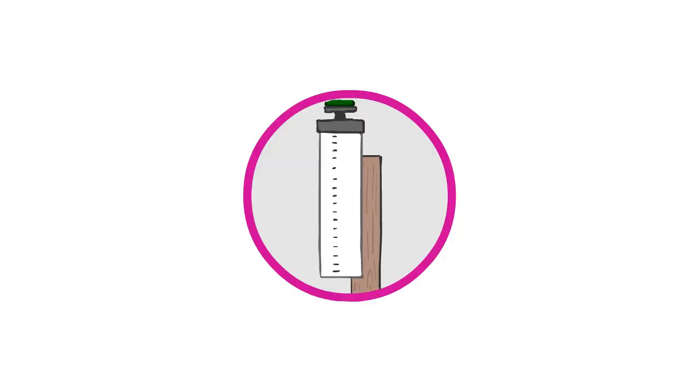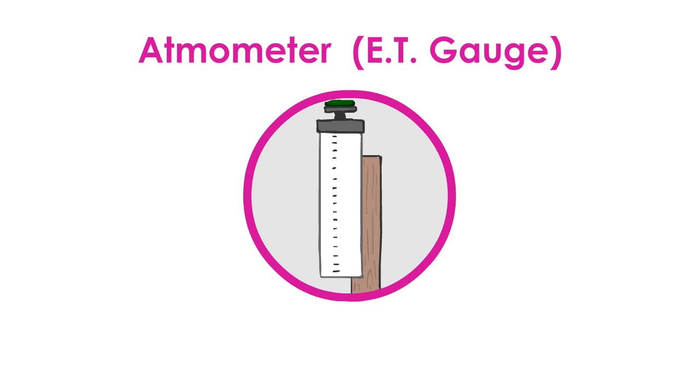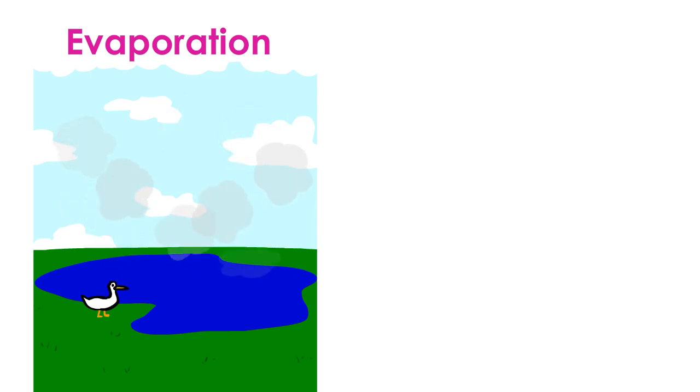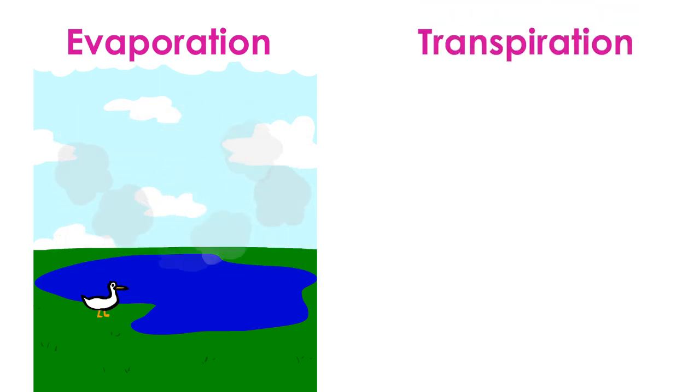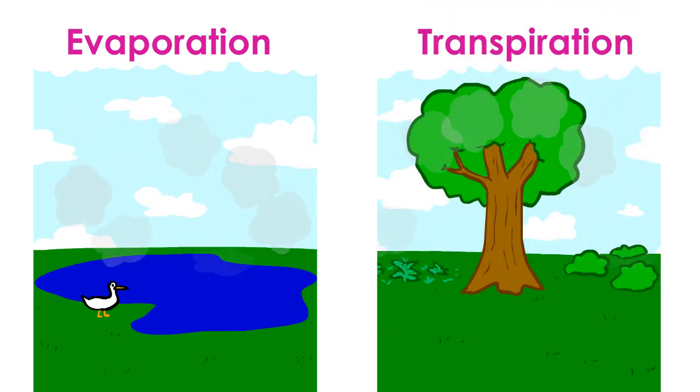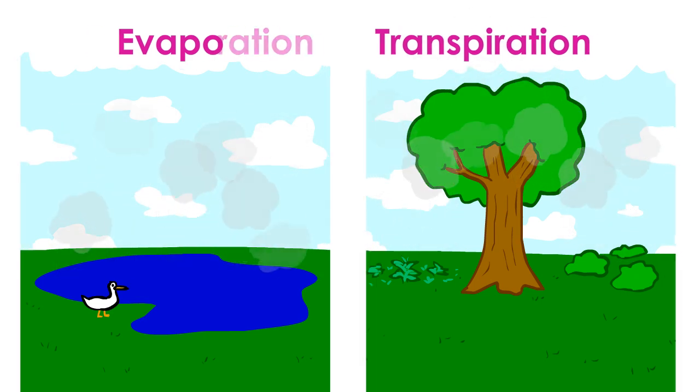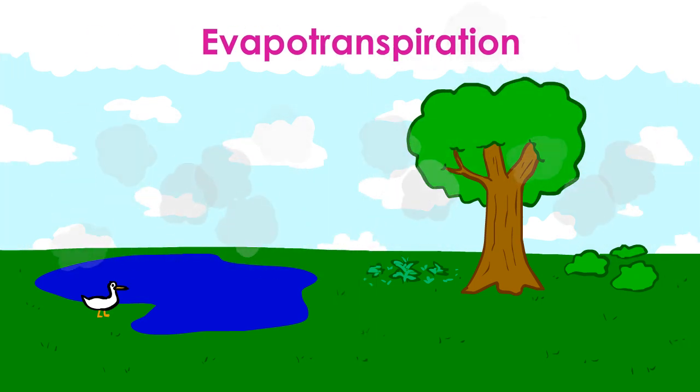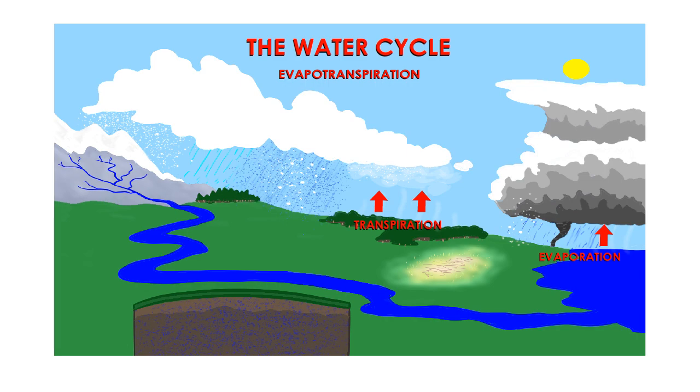Always remember, safety first when it comes to taking your measurements. Now on to another part of the water cycle. The atmometer, or ET gauge, measures something called evapotranspiration. Evaporation is when water from lakes, reservoirs, or oceans turns to vapor, and transpiration is the same thing, just via plants. Together we call that evapotranspiration, and it's a huge part of the water cycle.